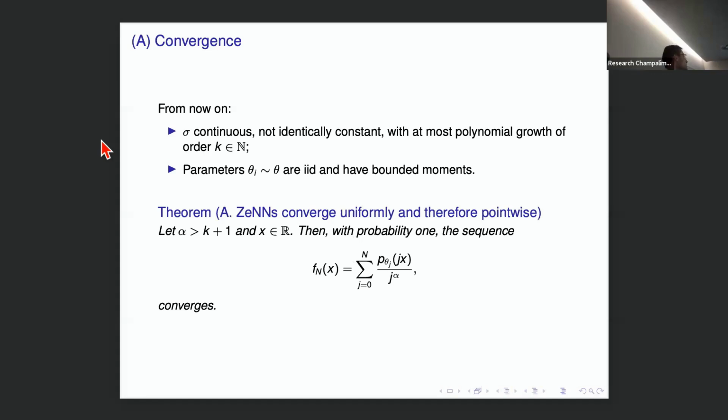Okay, so the first theorem answers the first question, which is that one regarding pointwise convergence. And indeed, ZeNNs converge uniformly and therefore pointwise. So let alpha be greater than 1 plus k. So that's the extra hypothesis that you need. That tells you the order of growth of alpha. So in fact, alpha needs to be greater than 1 in particular. And take some point in R at which you are going to evaluate the network. Then with probability 1 in the space of parameters, the ZeNN network is going to converge, evaluated at that point.